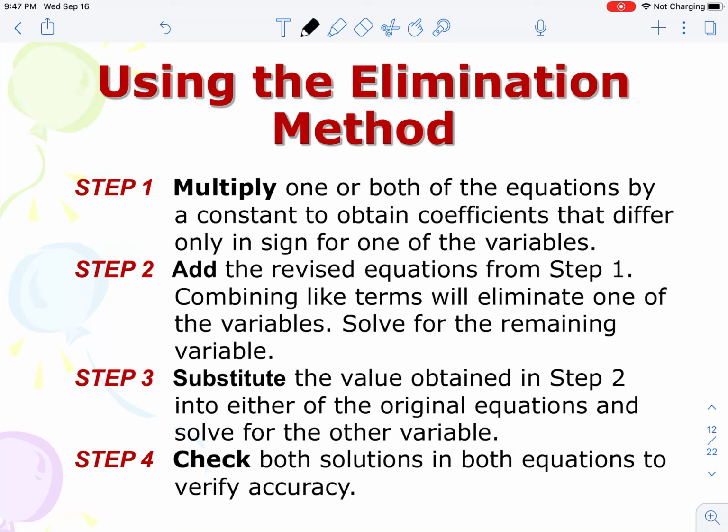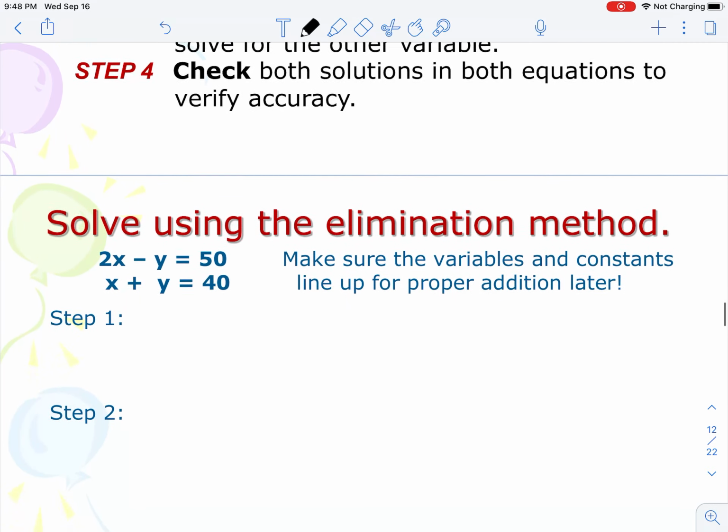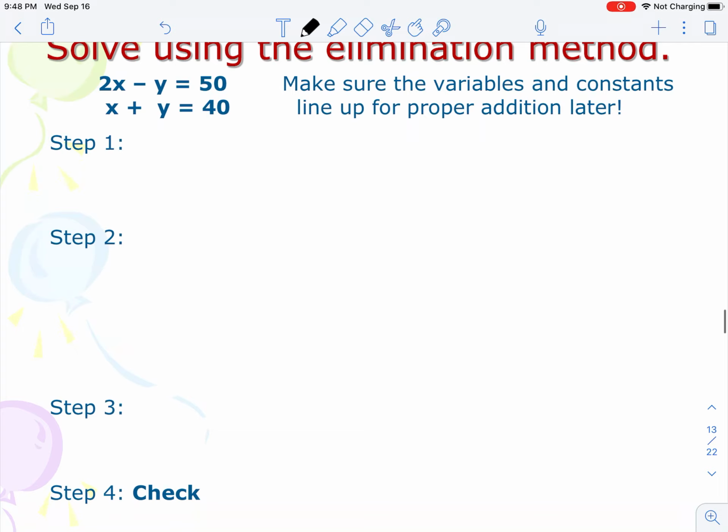Second method is the elimination. What we do is we look at the equations and figure out, what do I want something to add up to? Usually I want to get rid of it or eliminate it. It has to add up to 0. So I'll multiply one or both equations by a number so that the coefficients that differ only in a sign of one variable will add out. They'll add to 0. Then you'll substitute the value for that variable back into the other equation to get the second one, and then you check. So that's a real quick, kind of confusing way to explain. Let's see it worked out.